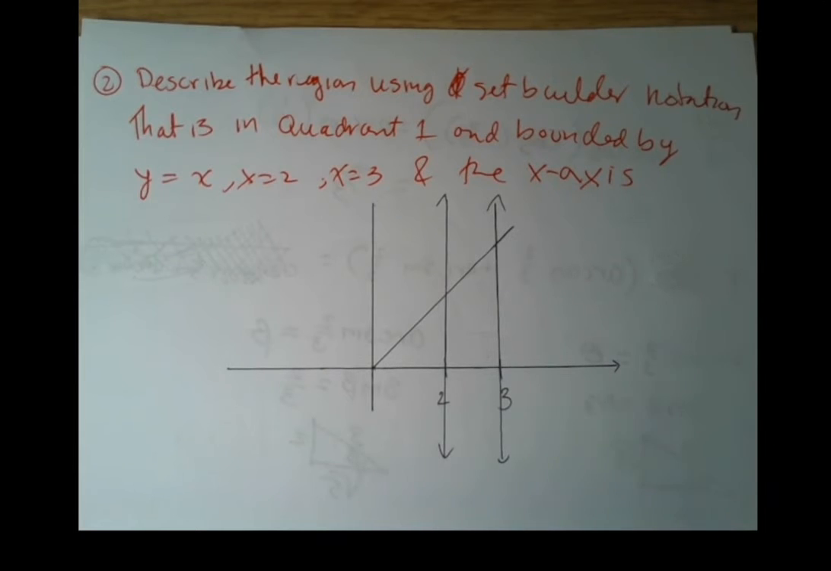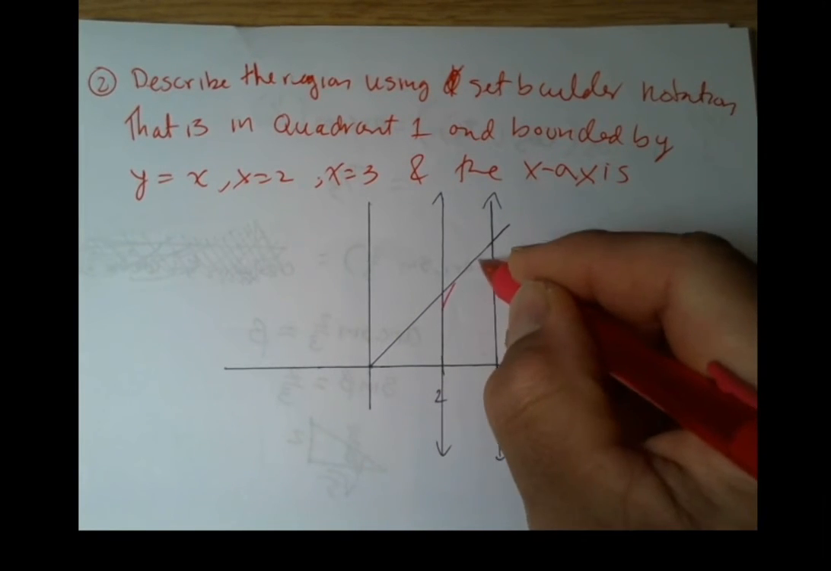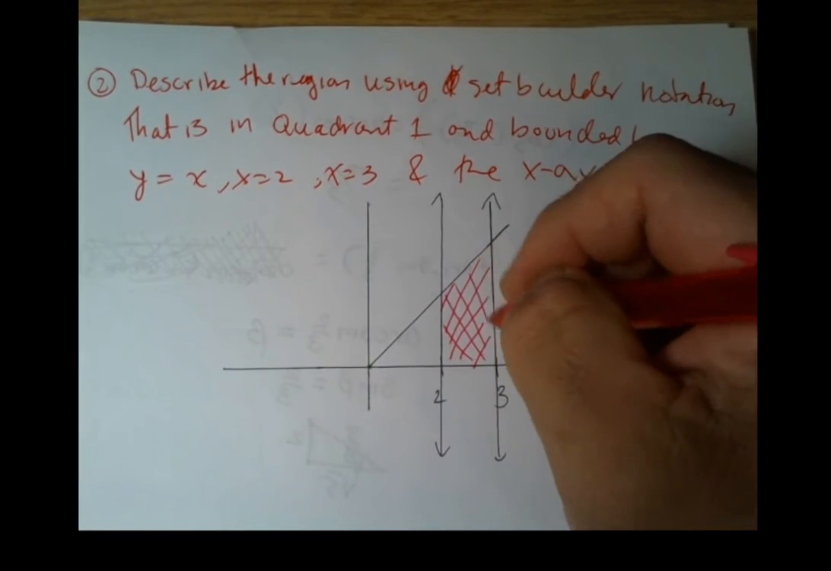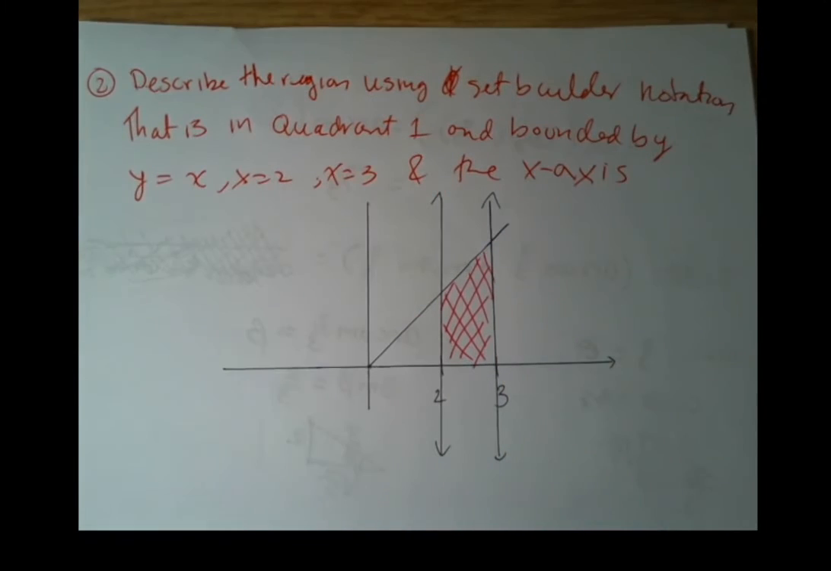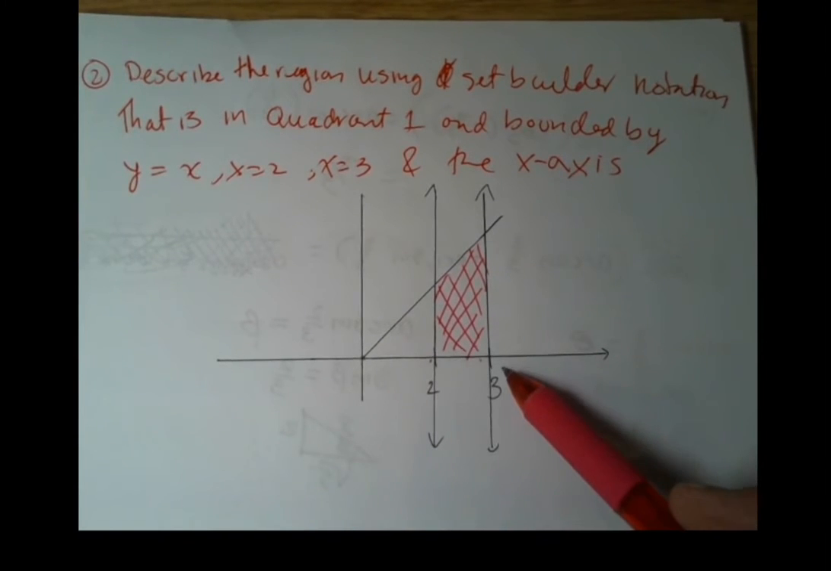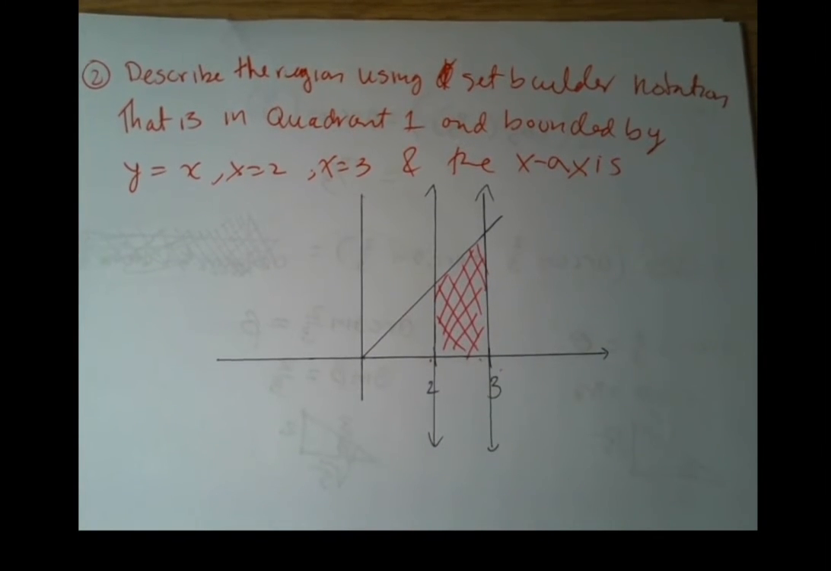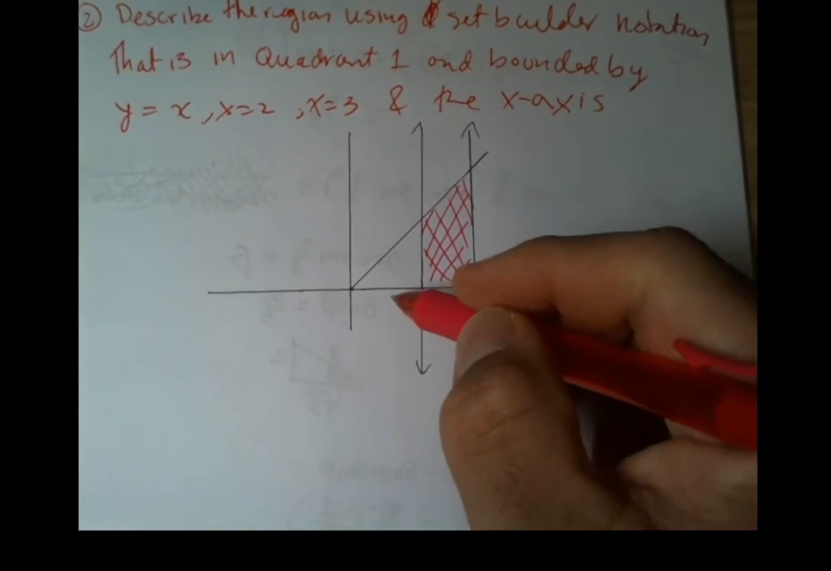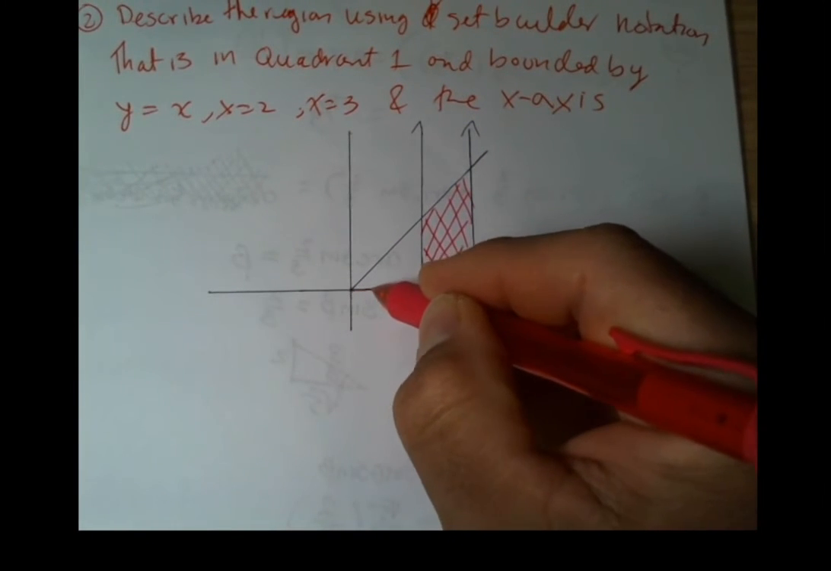All right, so we would like to describe this region right here, right? That is bounded by all of those curves: y equals x, x equals 2 and 3, and the x-axis. That's the only region that it could be. Now in determining this, we're going to use set builder notation. This is much different than our circles, because our circles just have a constant value for r.